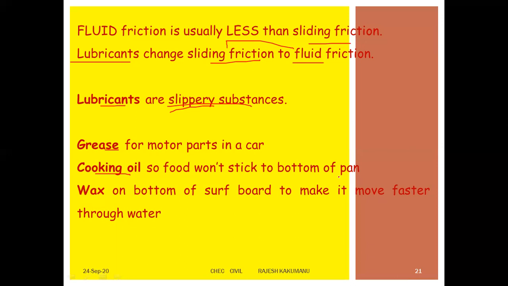Next, wax on the bottom of a surfboard to make it move faster through water. When surfing, you have a big board, and a person stands on it. The person is tying this to the boat and he is surfing on the board. So the wax is placed on the bottom of the surfboard in order to make it move faster through the piercing water. So these are the examples of fluid friction. Got it?